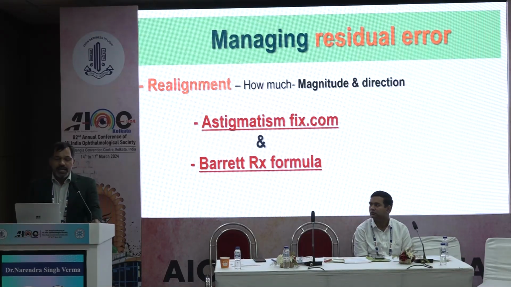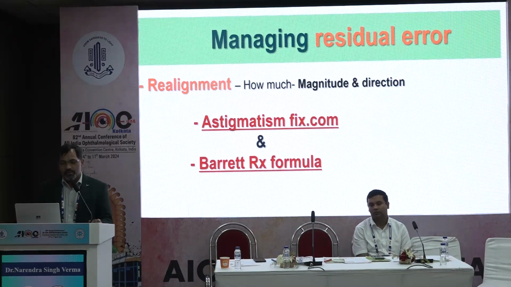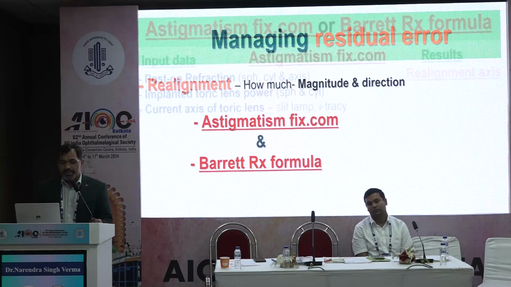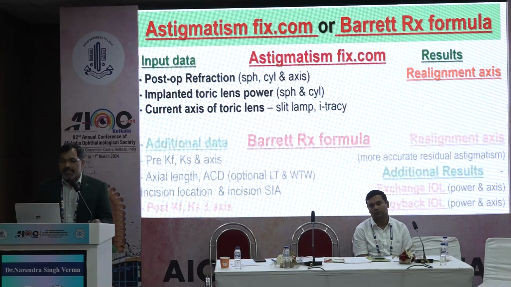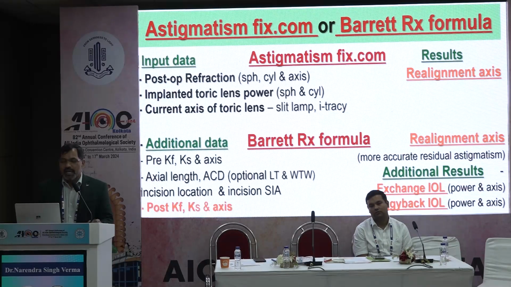For realignment, there are 2 formulas available to us. One is astigmatism-fix.com, and second is the Barrett RX formula. So we will compare these 2. In astigmatism-fix.com, you have to enter only the post-operative refraction, then the current position of the toric lens, and the power of the toric lens you have implanted. And the result you will get is how much the realignment axis will be.